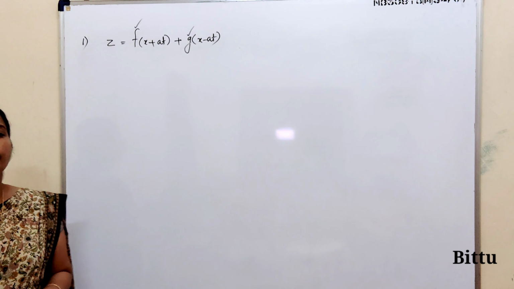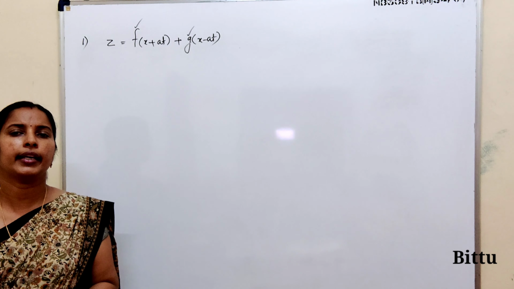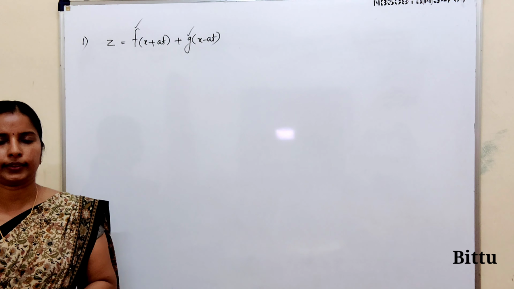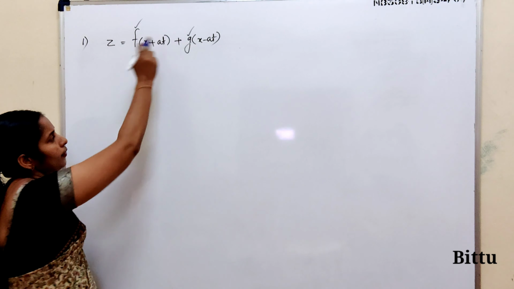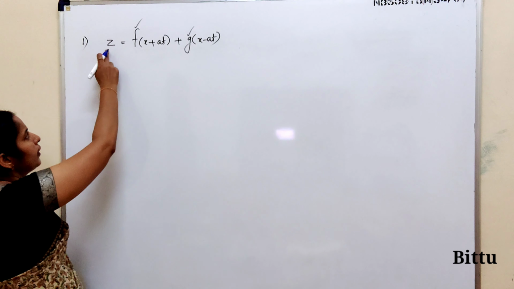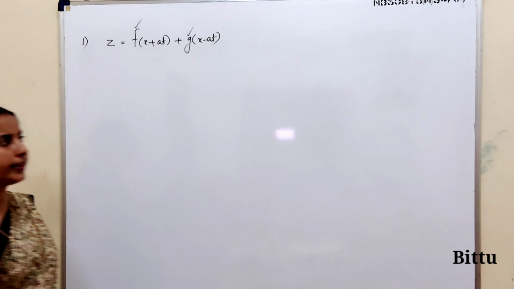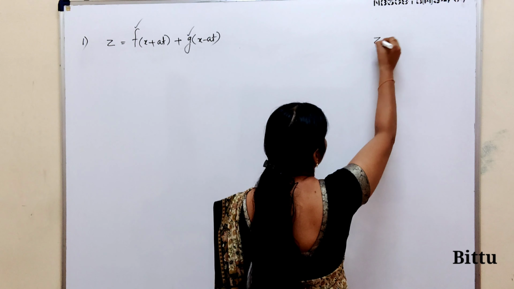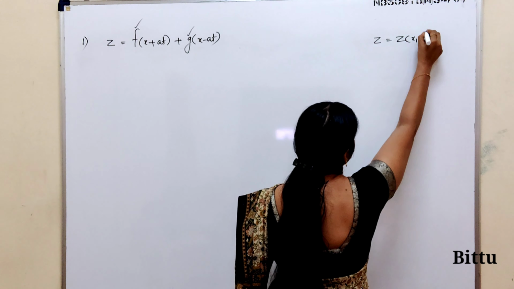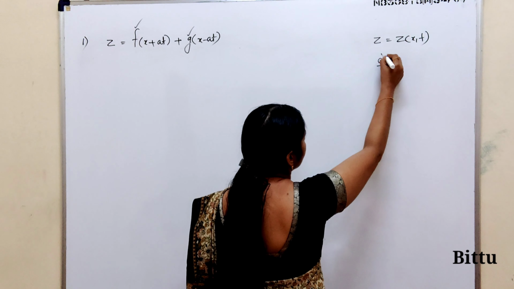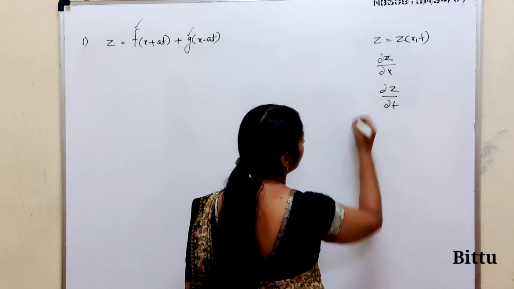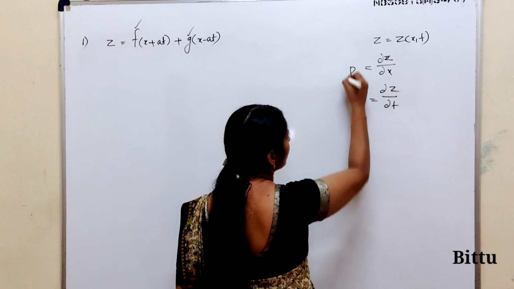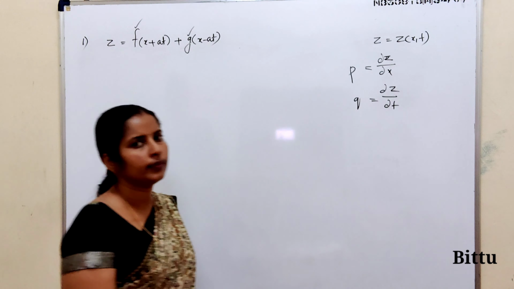So, we can form a partial differential equation by eliminating the arbitrary functions f and g. See, f and g are functions of x and t. So, we can think z as a function of x and t. So, we can differentiate z partially with respect to x and partially with respect to t. See, these are its first order partial derivatives.